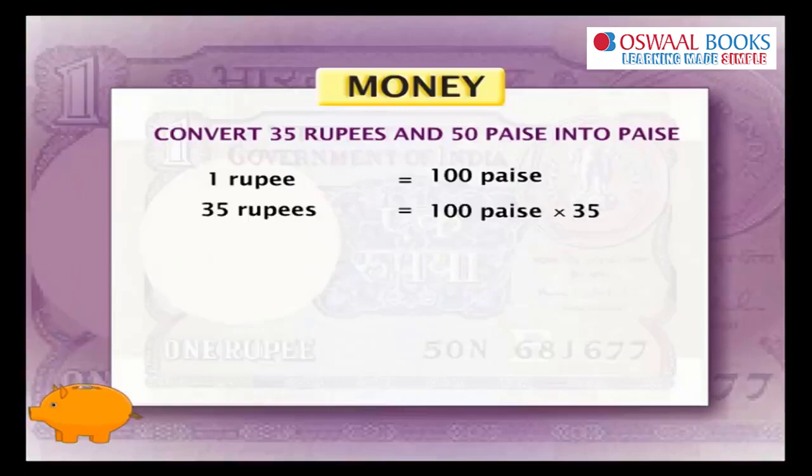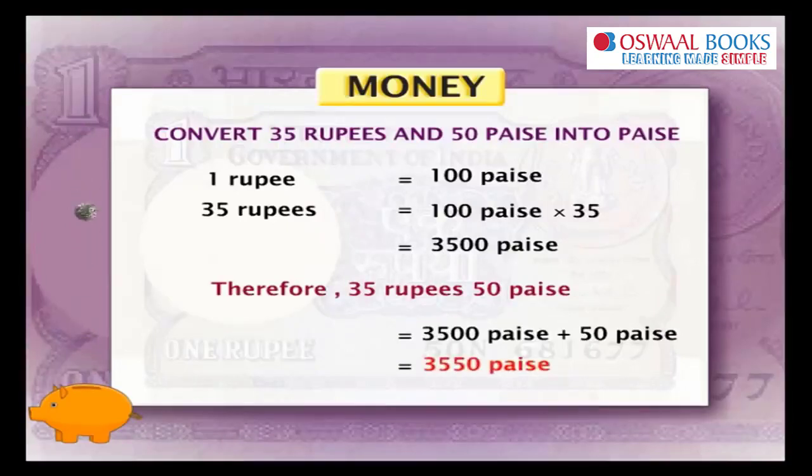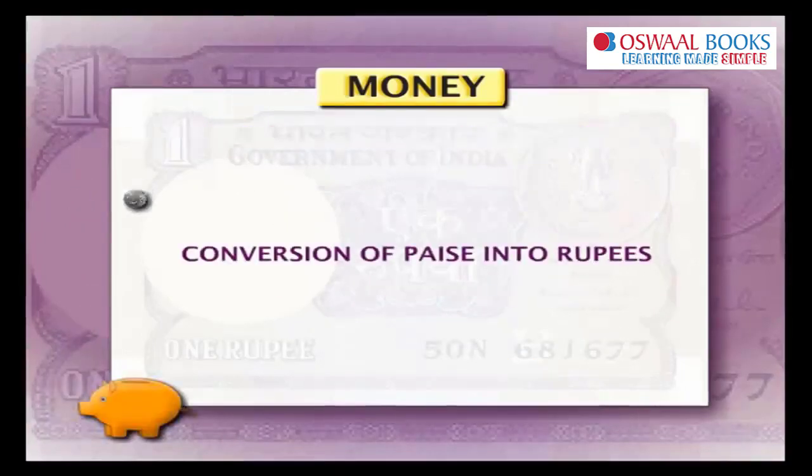35 rupees is equal to 100 paise into 35, which is equal to 3500 paise. Therefore, 35 rupees and 50 paise is equal to 3500 paise plus 50 paise, which is equal to 3550 paise.